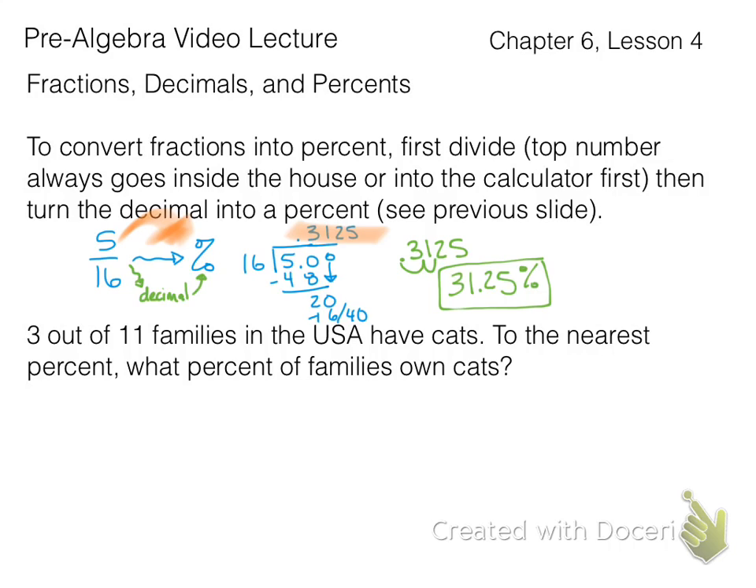All right, 3 out of 11 families in the United States have cats. To the nearest percent, what percent of families own cats? Well, that's 3 out of 11. 3 divided by 11 is 0.27 repeating. Now, if we're turning that into a percent, we're going to move it 2 places to the right and get 27.27 repeating. Because really, what's after this? Some more 2s and 7s, right? Because it goes on forever. Okay, so there you go, 27.27%.